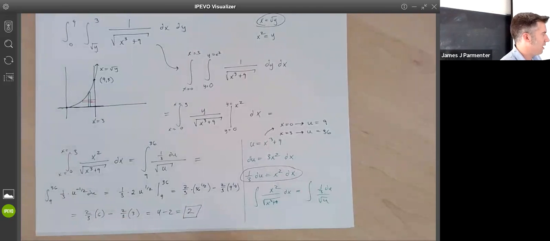Clearly someone thought about this problem ahead of time to make it turn out so nice. All right, I should stop. It's 2 o'clock.